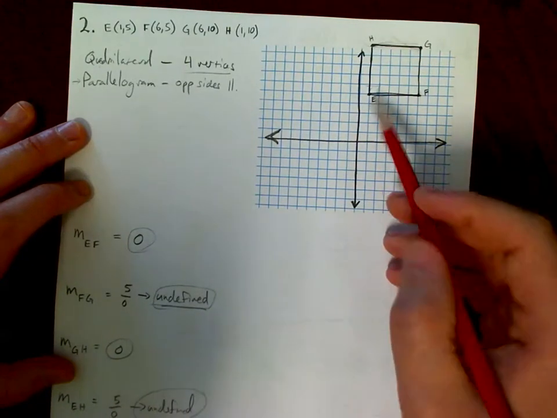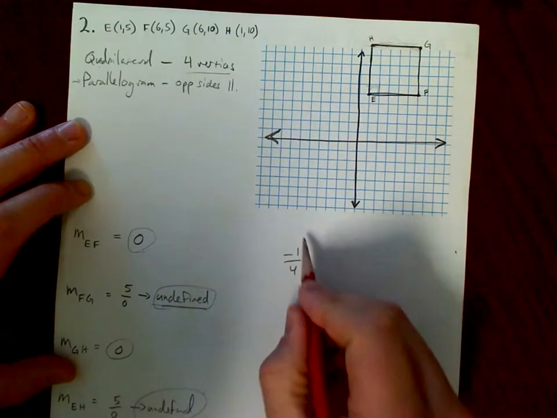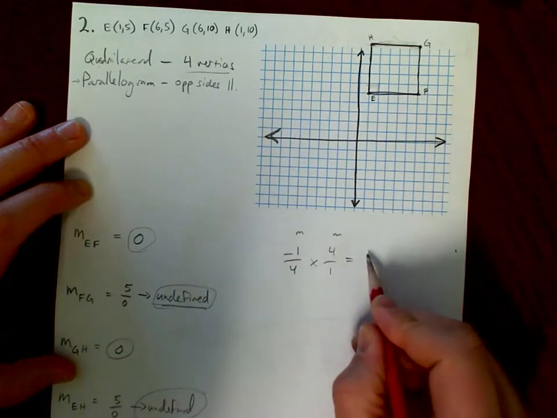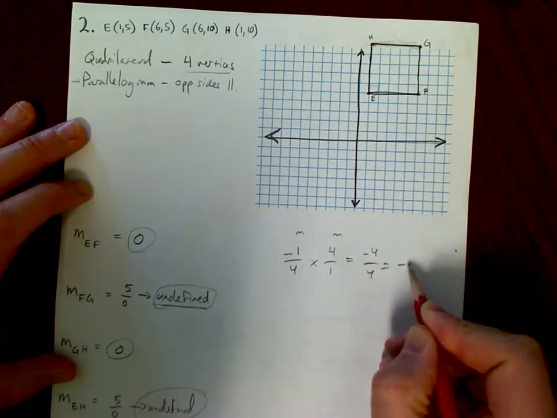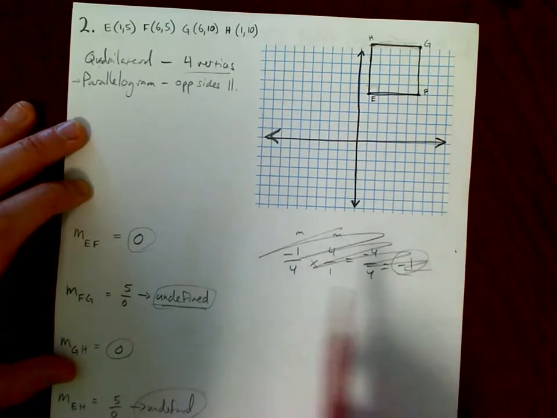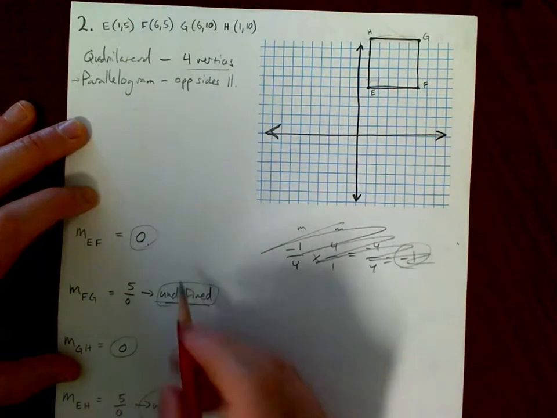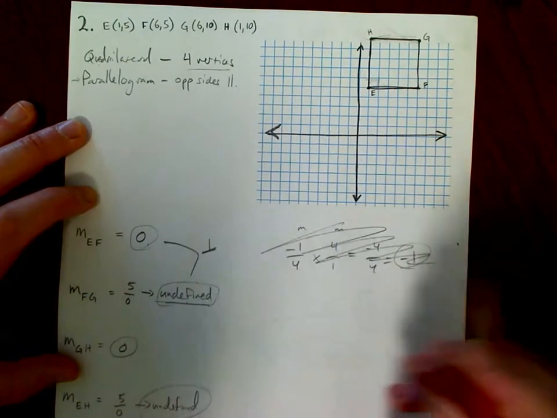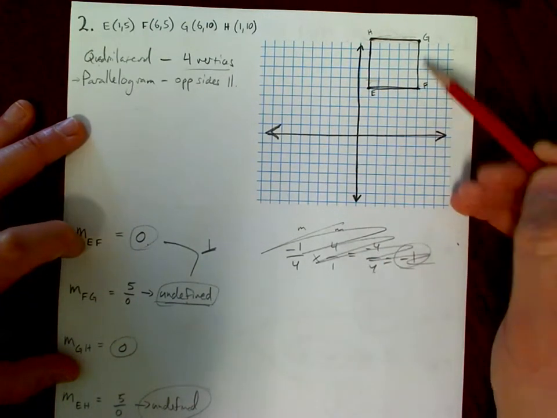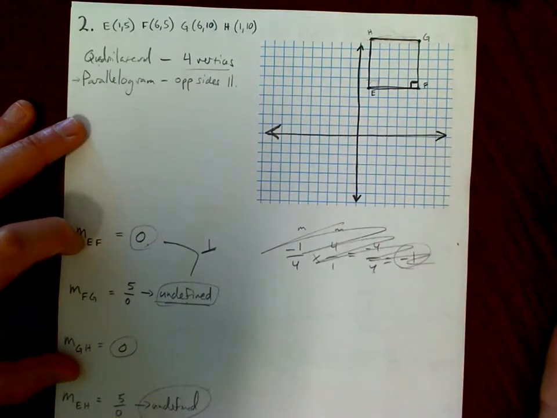Typically, when we're looking for perpendicular lines here, I'd look for something like -4/1 for one of the slopes and 4/1 for the other slope. And then when I multiply those, I get -4/4, which is -1. That'd be what I'm looking for. I don't have that in this case, but what I do have is a 0 and an undefined slope. And we just have to know that these two right here are perpendicular. So EF and FG are perpendicular, so that gives us a 90-degree angle.